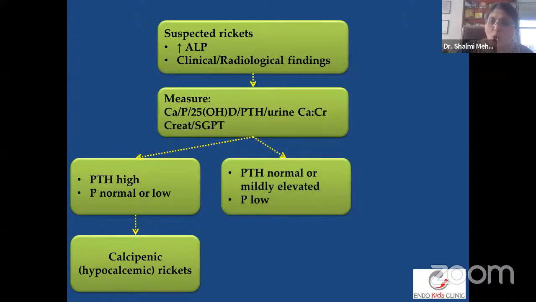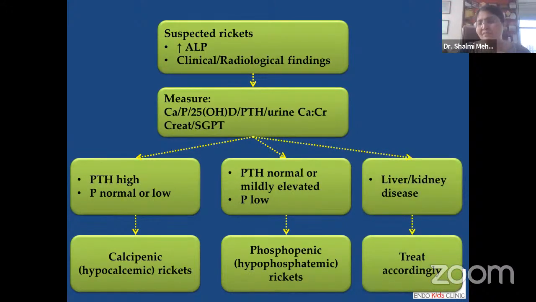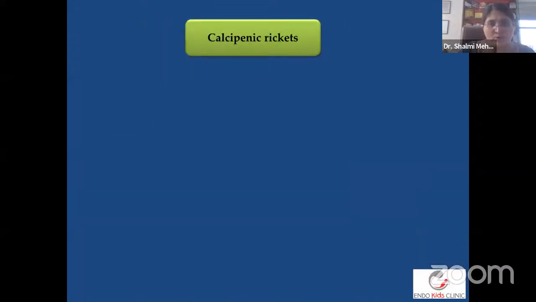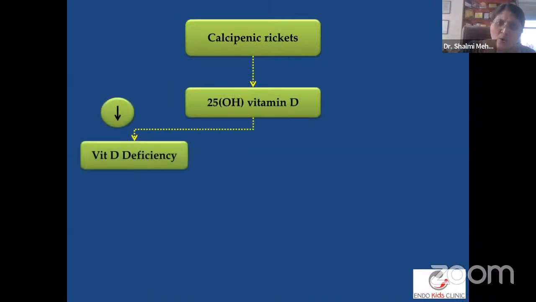If the PTH is normal or just mildly elevated, and if the phosphorus is low, you're looking at hypophosphatemic rickets or phosphopenic rickets. And yes, if you have a liver or kidney disease, you'll treat that along with your rickets. Otherwise, your rickets is not going to improve. If you have calcipenic rickets, you'll check your vitamin D levels. If they are low, you know it's vitamin D deficiency. You treat the child with calcium and vitamin D.